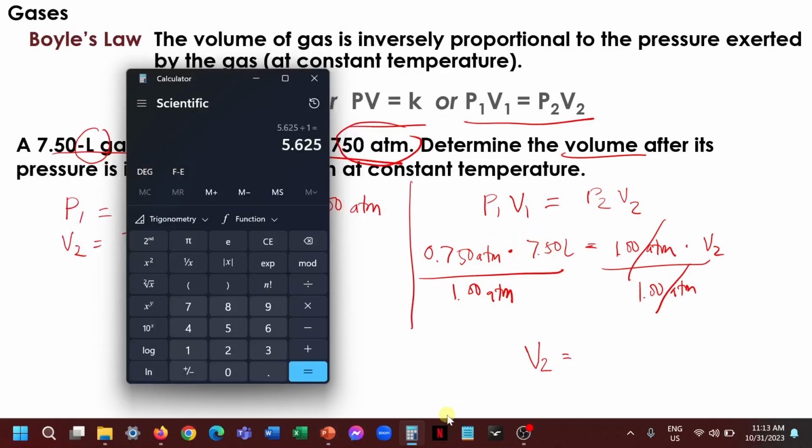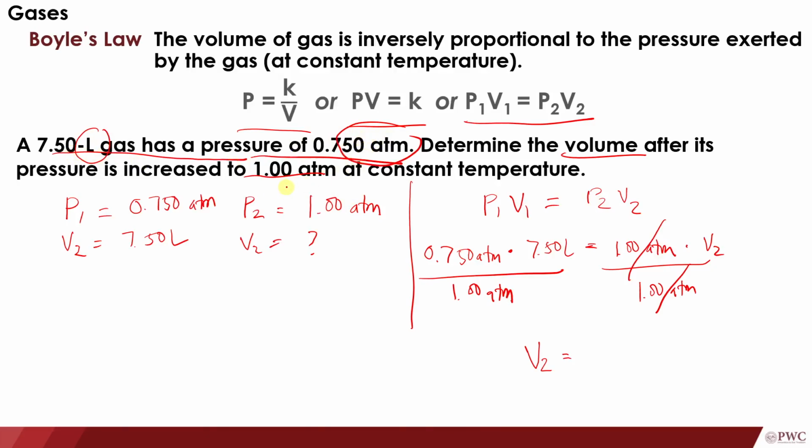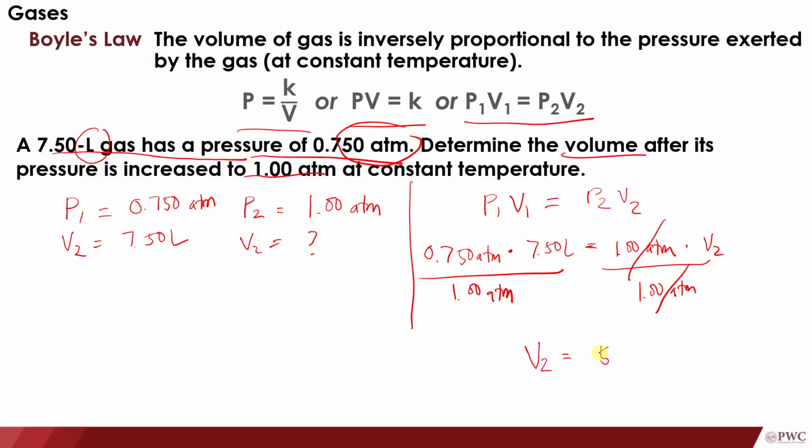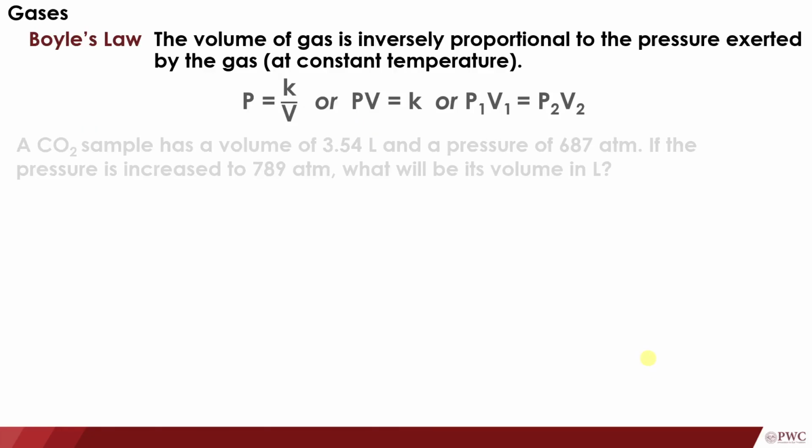Then just solve this one. You can use your calculator for this. That is 0.750 times 7.50 divided by 1, that's the same, right? So we have 3 sig figs on all of the givens. So let's round this one to 3 sig figs. We have 5.63. So 5.63, cancel atm, what's left is the liters. So that's what we're looking for. So the volume is 5.63 liters.